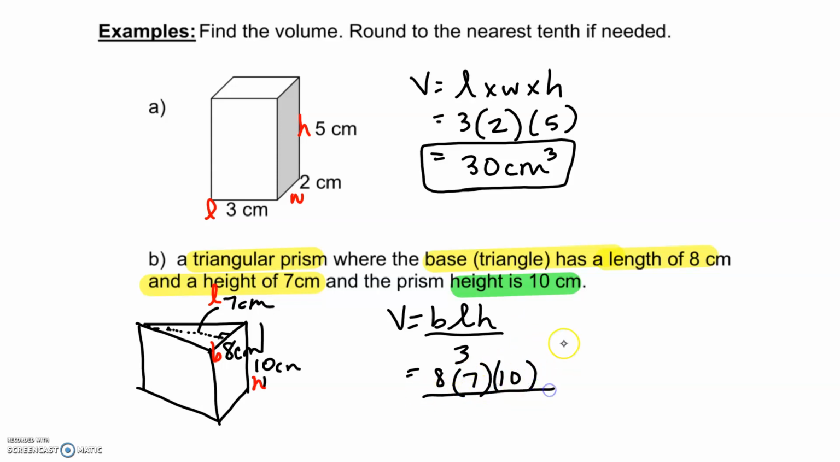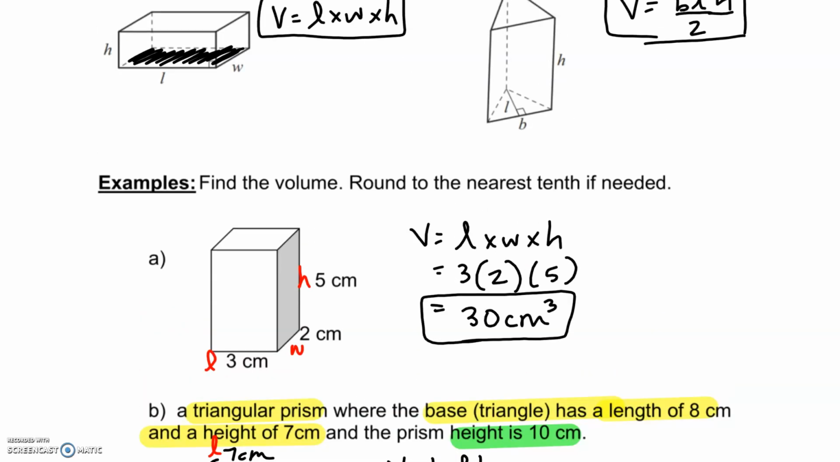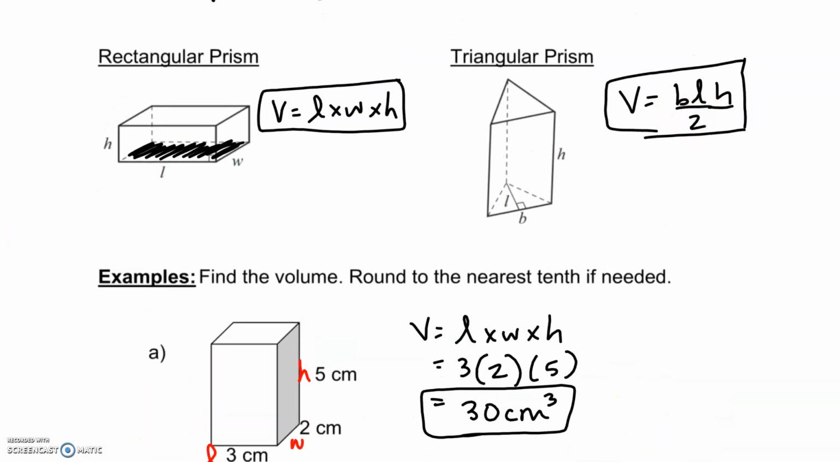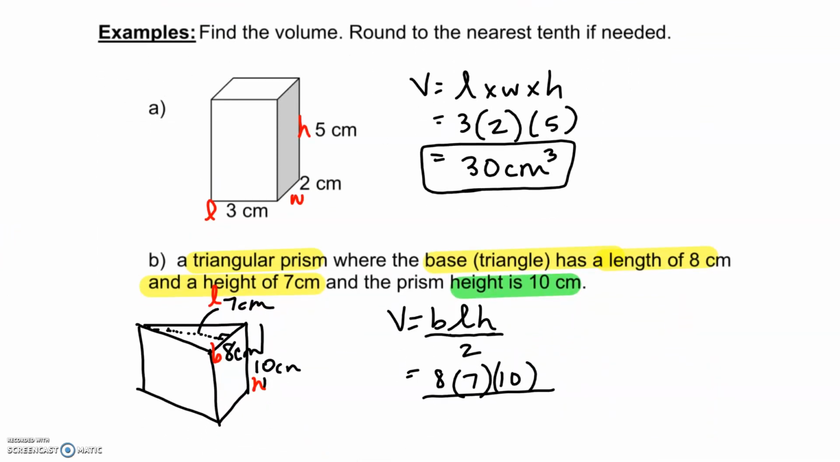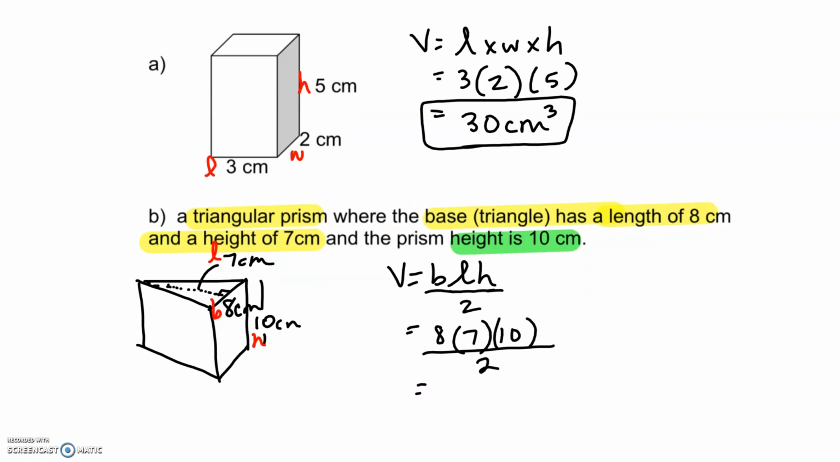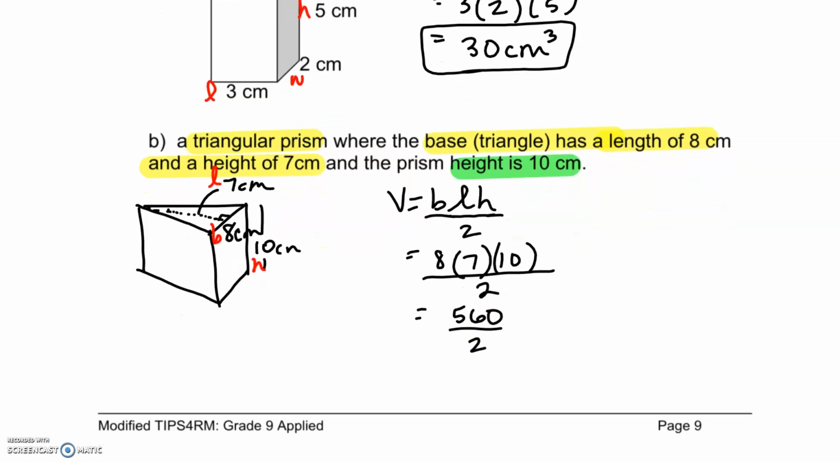And then that is all divided by, I just realized I made a mistake. It is definitely not divided by 3, divided by 2. Let's just remind ourselves, yes, the formula is divided by 2. So I apologize for that. So that is divided by 2. So now we'll put that in our calculators. 8 times 7 is 56. Times 10 is 560. So there's my numerator, and then that is divided by 2. So 560 divided by 2 gives me 280 centimeters cubed.